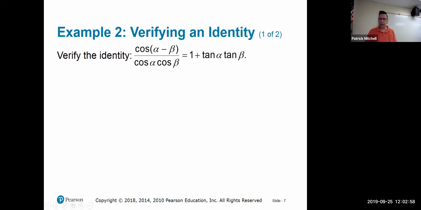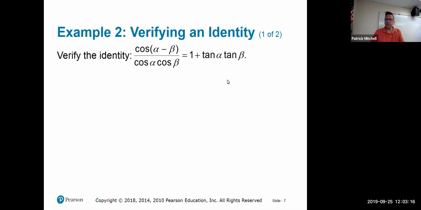All right, continuing with section 5.2, we're doing the sum and difference formulas for cosine. We haven't seen the ones for sine yet, but that's coming up. So in this problem, they want me to verify an identity. You remember doing those in the last section.